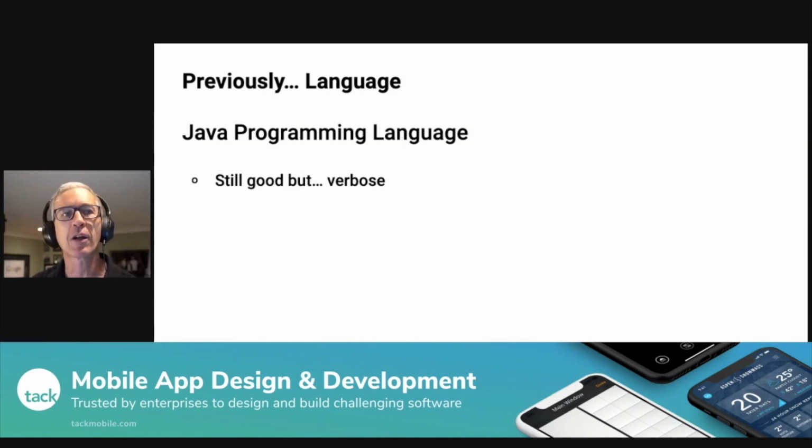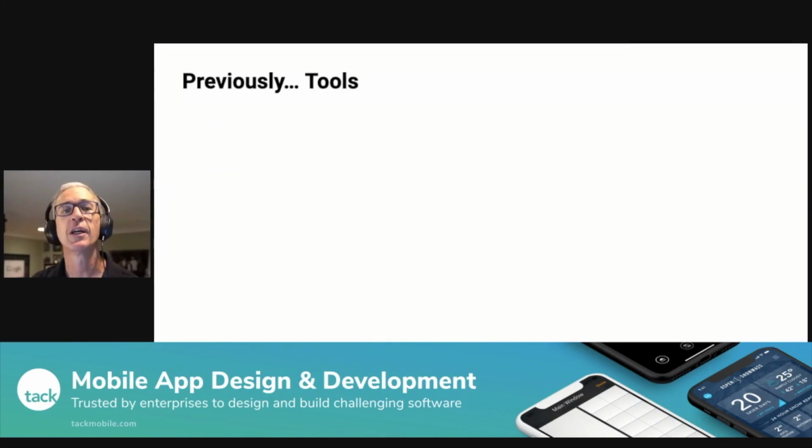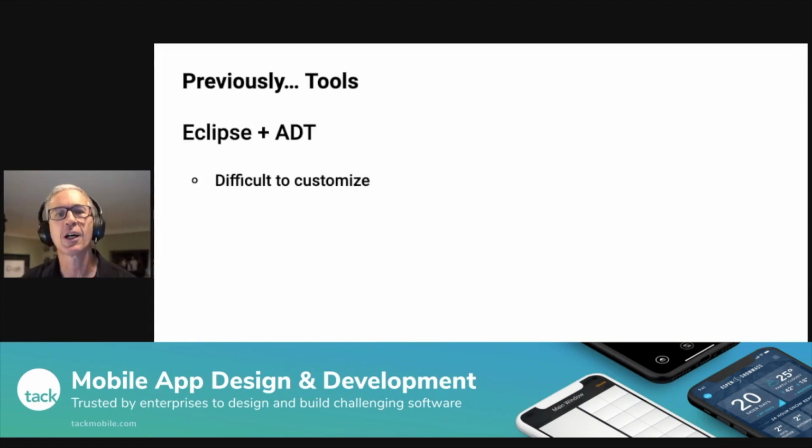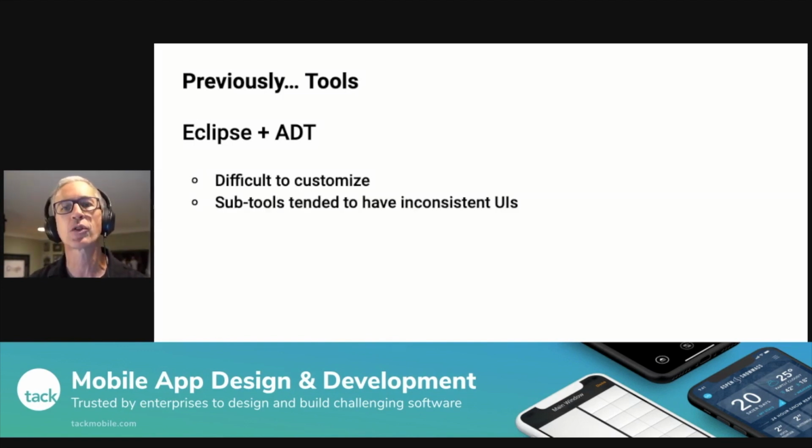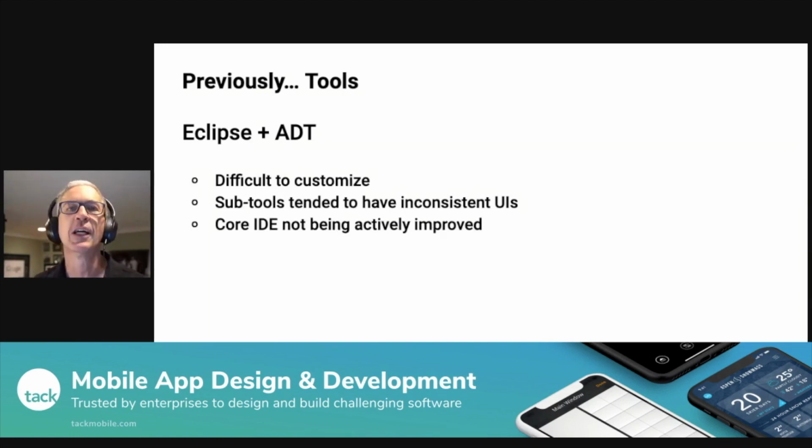There are modern language approaches that we could do better with than the traditional approach in Java. On the tools side, Eclipse and ADT worked, but it was difficult for us to customize it to build in particular tools. The subtools, like we did integrate them to the extent that we could, but they had inconsistent UIs. Everything was just a little bit clunky there.